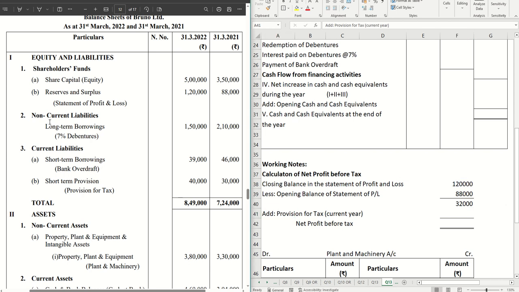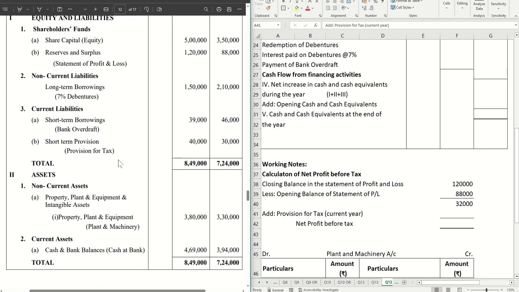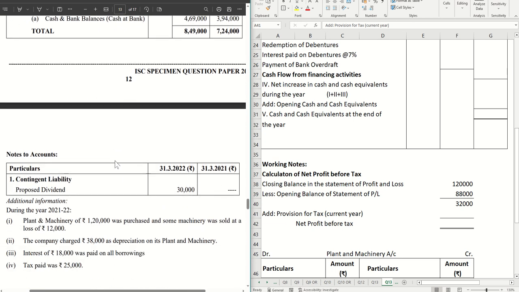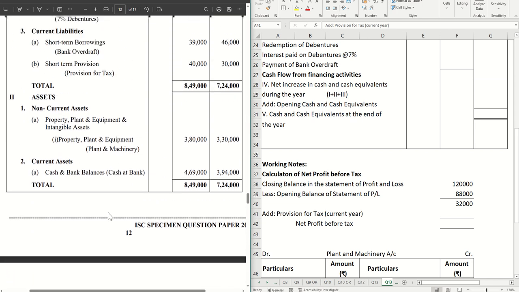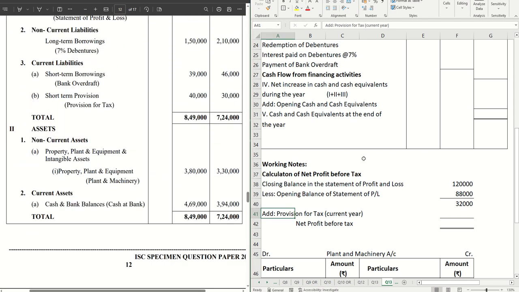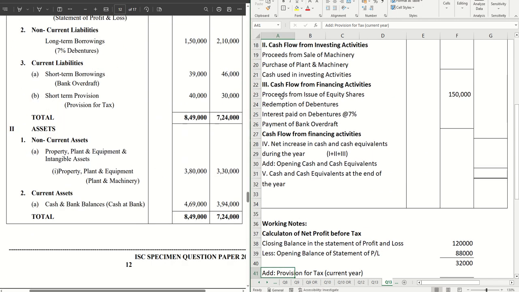We have further items. Let's pick up the next item that we have, long-term borrowings. We see that there is a decrease in the value of debentures. We have 7% debentures here, and nothing else is mentioned about the date of repayment or anything else about the redemption of debentures. So that comes here as financing activity, redemption of debentures. So we write here minus 60,000. 60,000 worth of debentures are redeemed during the year.